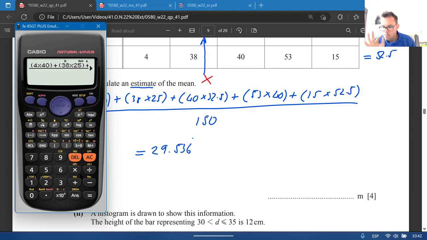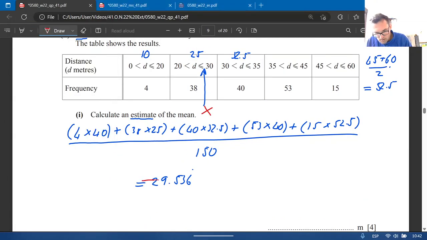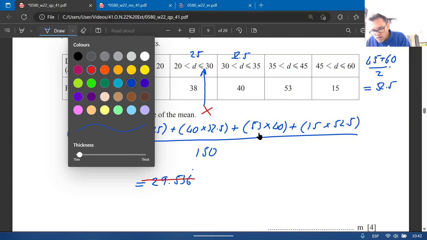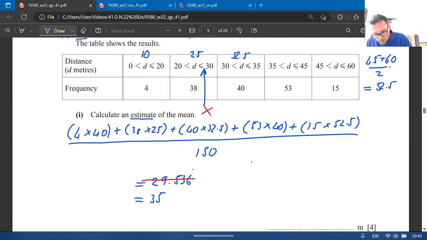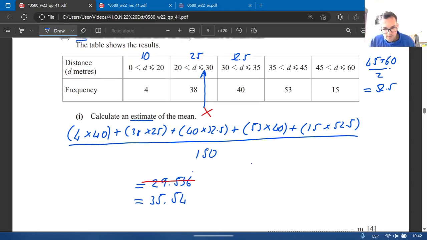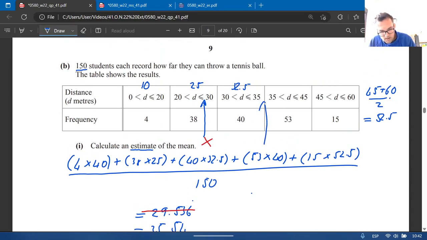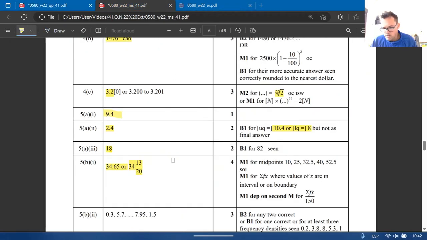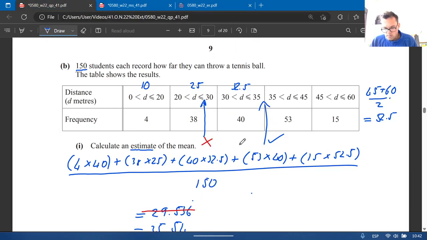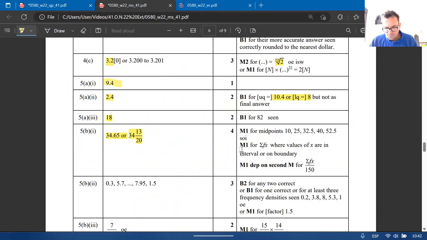So do think, does my answer make sense? Is it roughly in the middle? Seems a bit off. Double check it. And then you get a new answer, and that one, 35.54, if you just draw a line through this, because it's so easy to make a mistake. 35.54 is around about here. Is that roughly in the middle? Yeah, that seems like a more sensible answer. Still, my answer is wrong. At least I would have gotten 3 out of 4 marks.